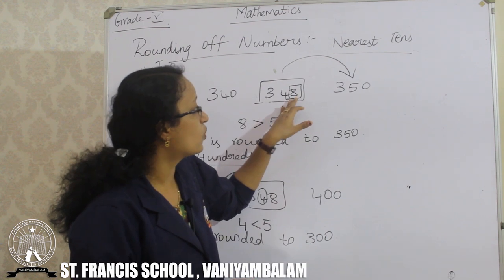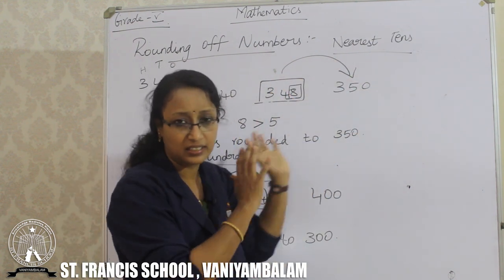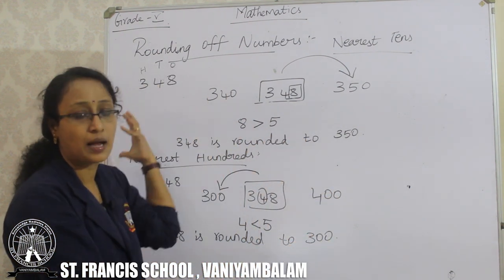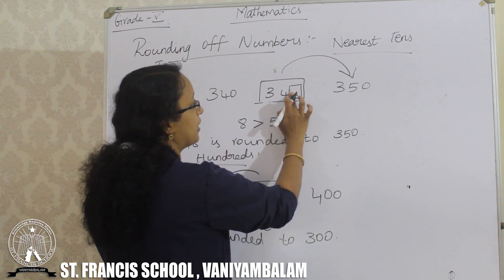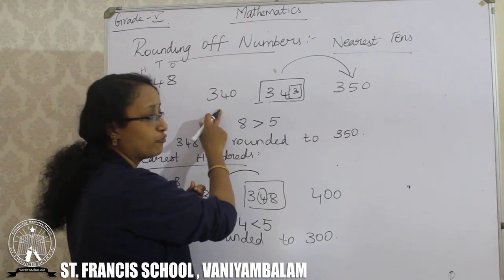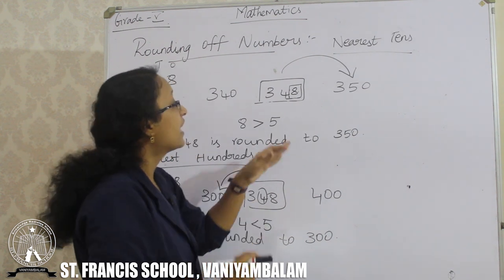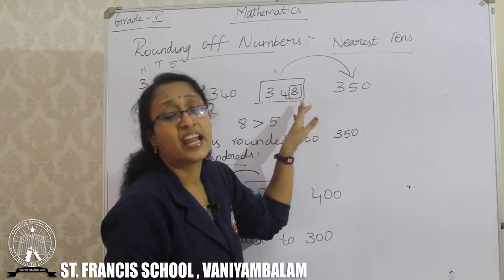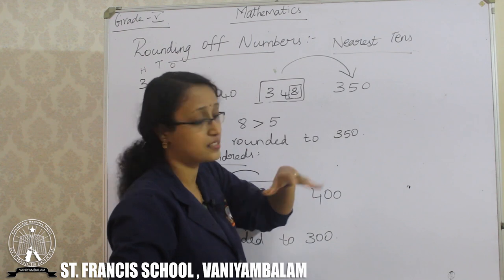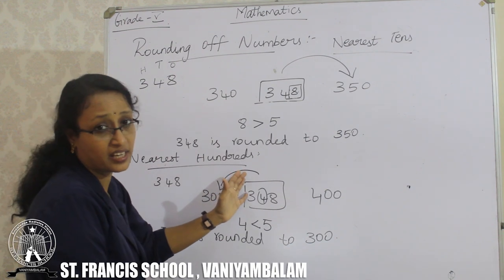By checking the ones place digit. If it is 5 or greater, you have to move forward, that is, you have to round it up. If it is less than 5, you have to come back. Suppose you have 3, then your answer is 340. But in 348, what is the 8? 8 is greater than 5. So you have to round it up to the next tens. So 350.